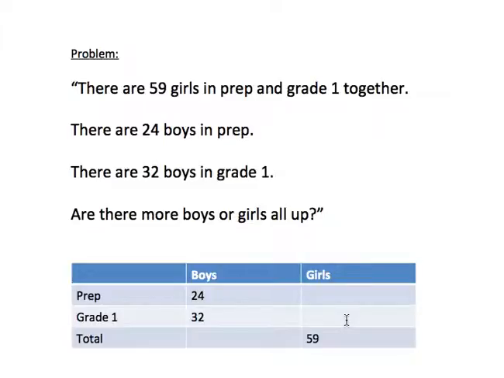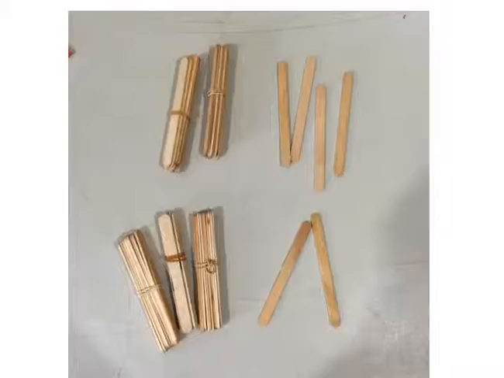So I would prepare some visual stimulus for them. So here I've got bundles of paddle pop sticks representing the numbers. So there's 24 on top and 32 at the bottom. And I would ask the children to make an estimation. Just make an estimation on whether they think there are more boys or girls in the two grades combined.